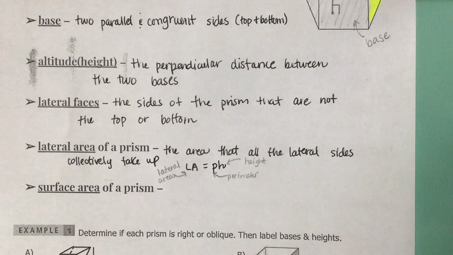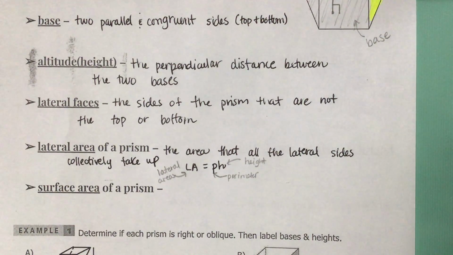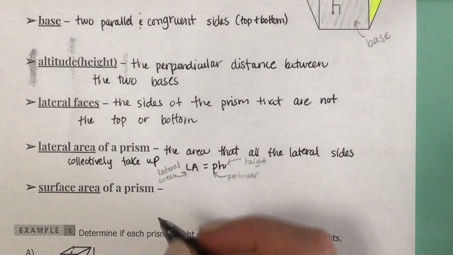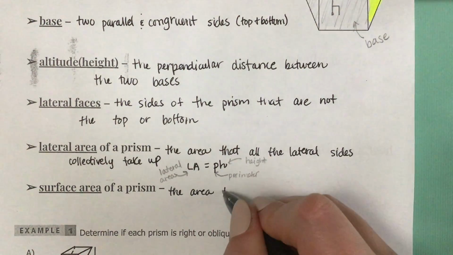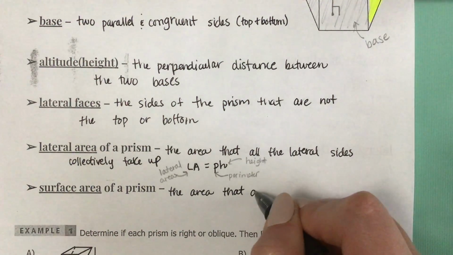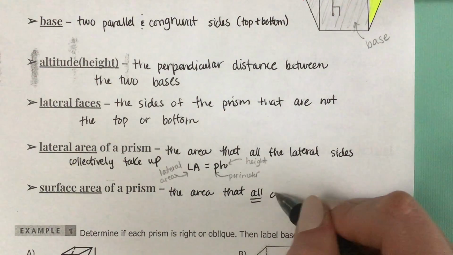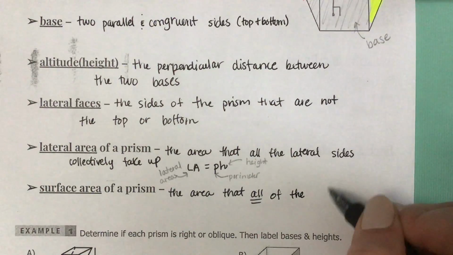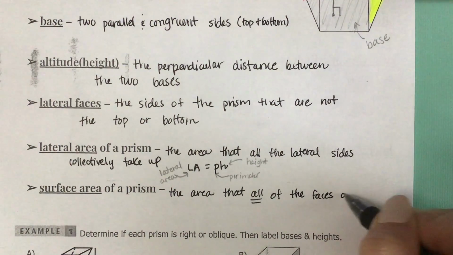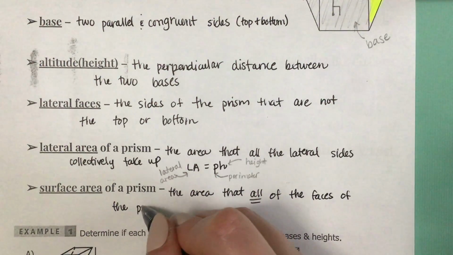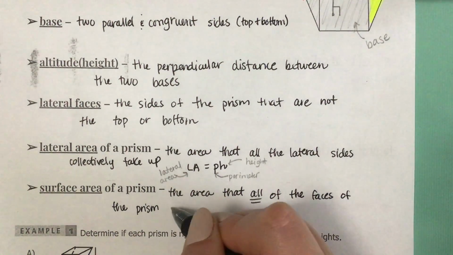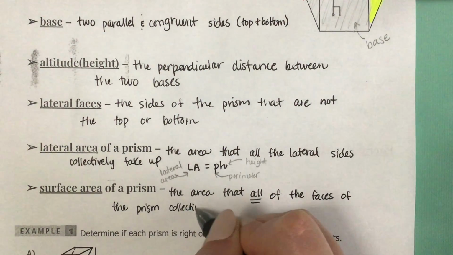Now, if we want to find surface area, that's going to be the amount of space all of the sides take up. So lateral sides and bases. So that's going to be the area that all of the faces of the prism collectively take up.